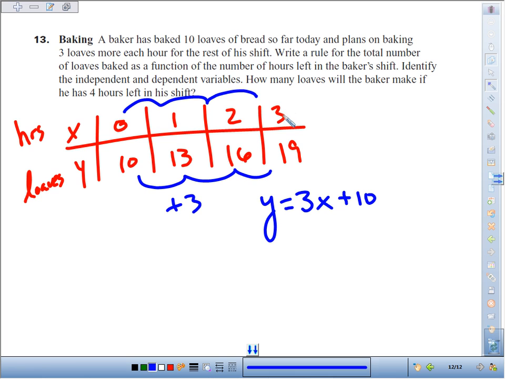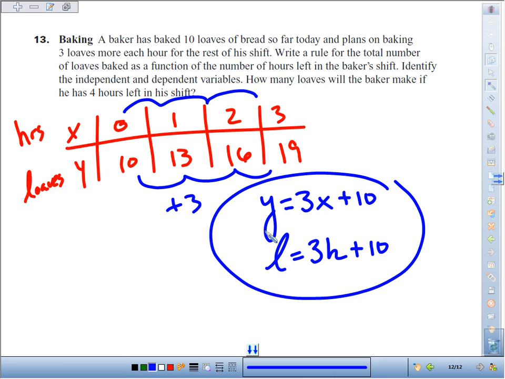We could check it. 3 times 3, that's 9. 9 plus 10 makes the 19. Or maybe we say L for loaves of bread equals 3 times H, the number of hours, plus 10. So either of these equations would work. There's our rule.